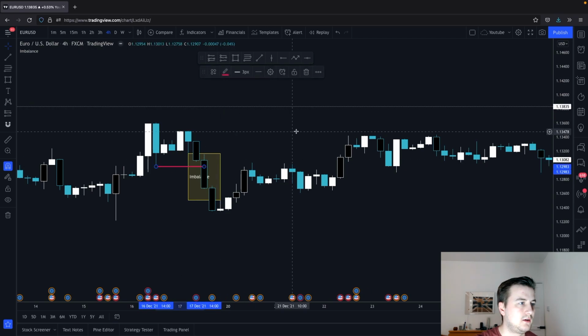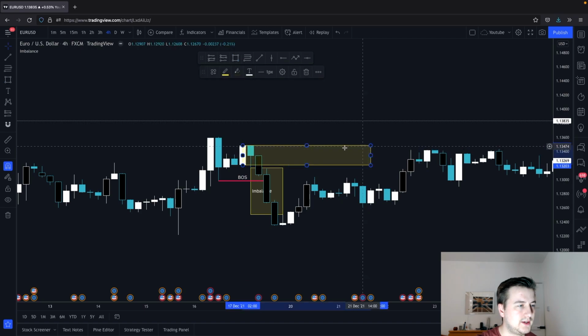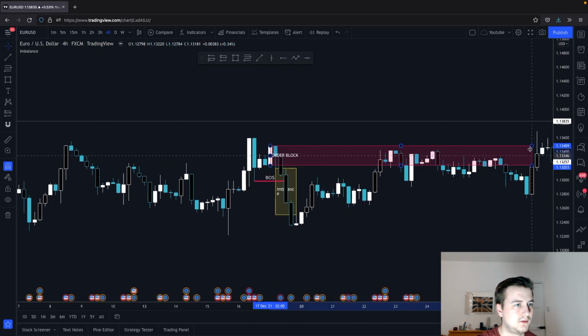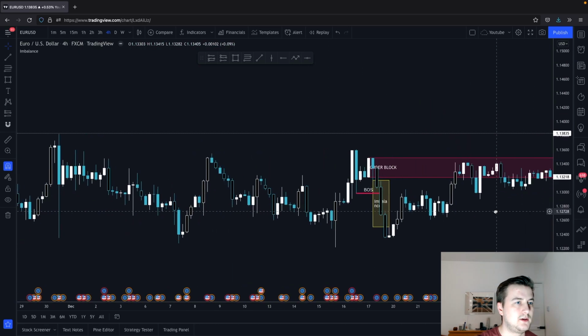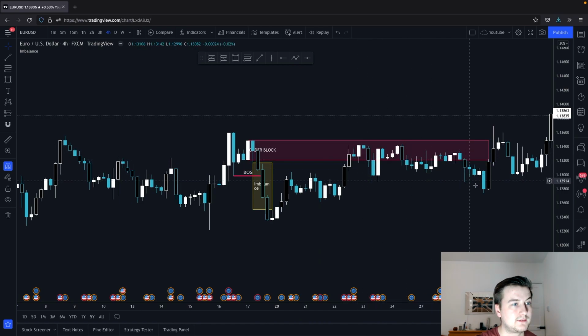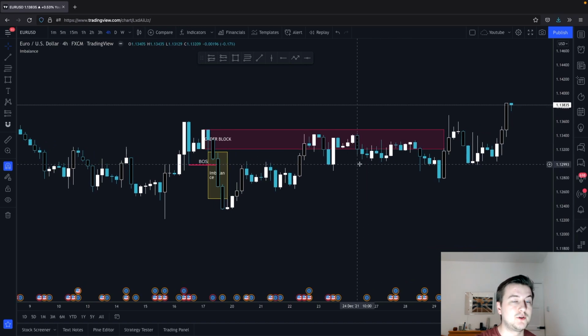Now you've got this break in structure, you can then mark out your order block. The order block is the last up move before the down move, which is this candle right here. It's not always a candle, sometimes it is the move, but in this case it's the candle. You draw that out, and then you see price comes into the order block and starts to come back down. Within this area, you will then drop down to your lower time frames looking for your entry pattern.